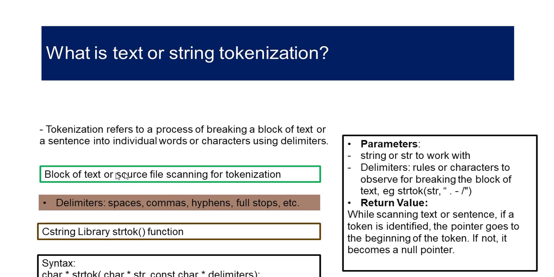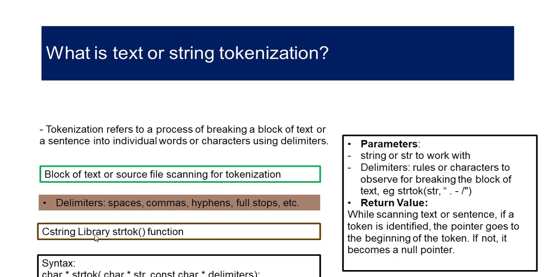The block of text which it is scanning for tokenization may be a sentence or an input file which is full of text. The delimiter can be a space, comma, or something else that we specify. In other words, we can use spaces, commas, hyphens, full stops, or other characters for our delimiters. We will see that in the process of this video.